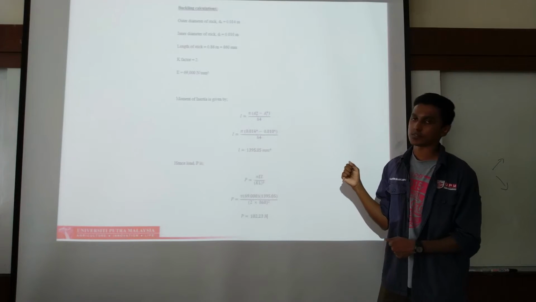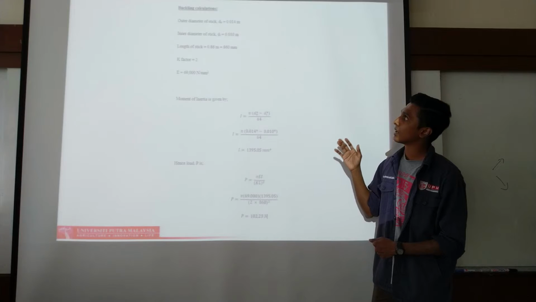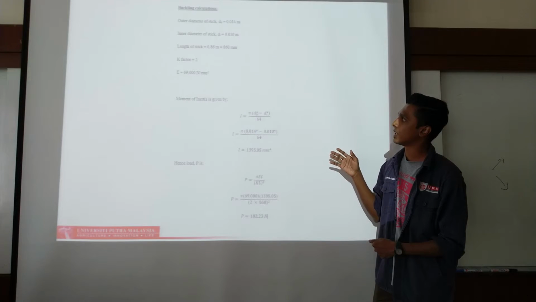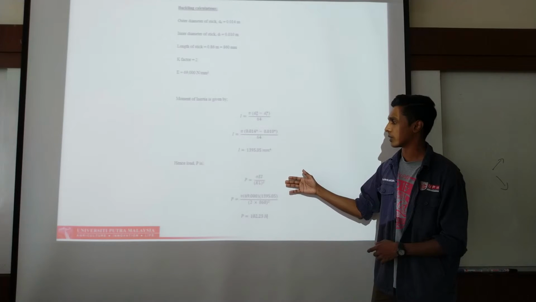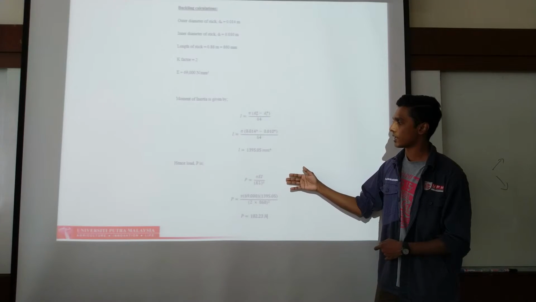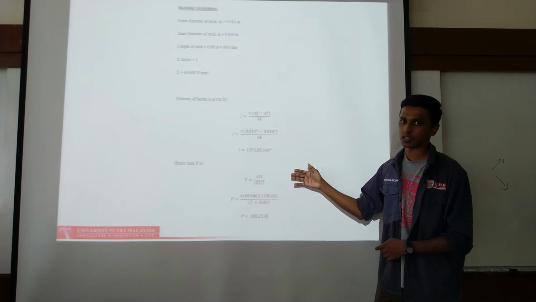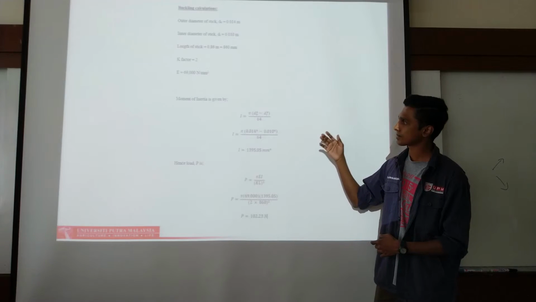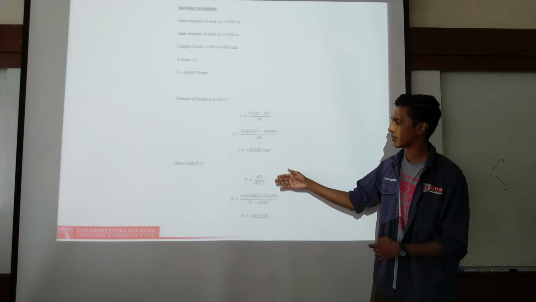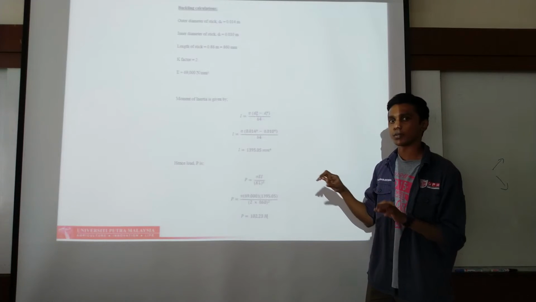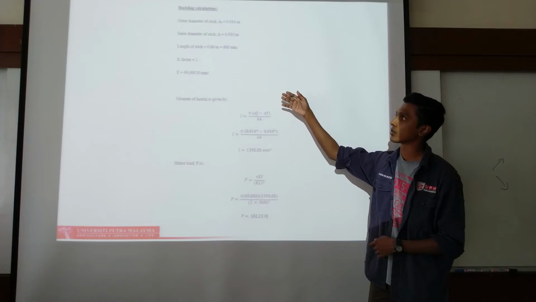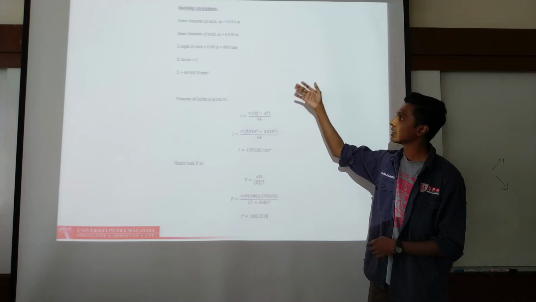Next we have the buckling calculation. For the buckling calculation, the main formula is Euler's method, which is P equals pi EI over KL in whole bracket squared. We find each and every detail. Our stick is made of aluminium, so E is about 69,000 Newton per millimeter square.